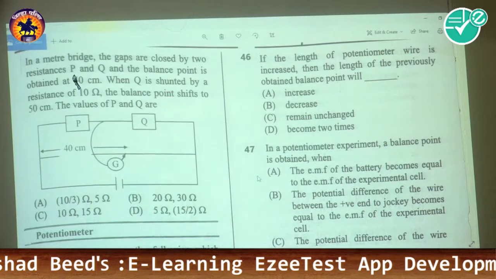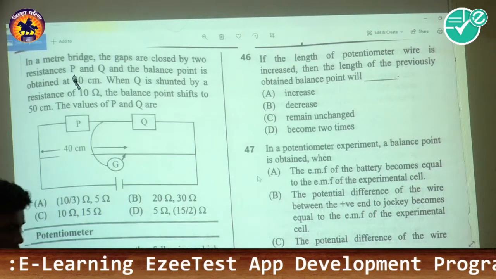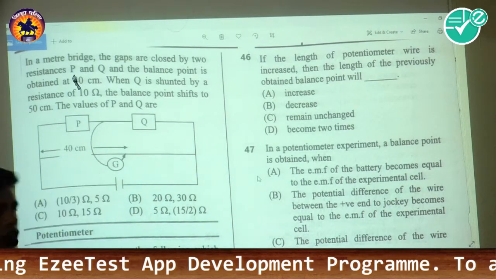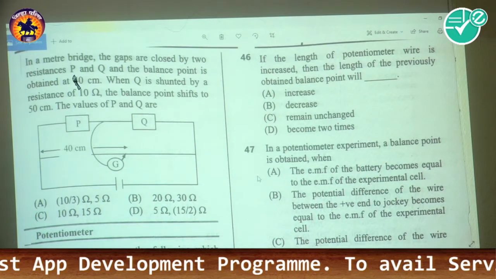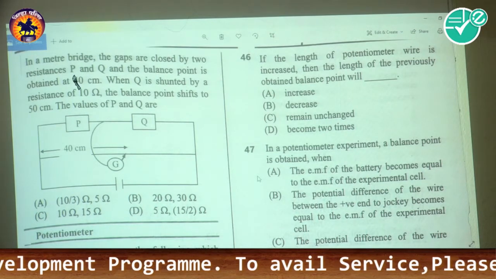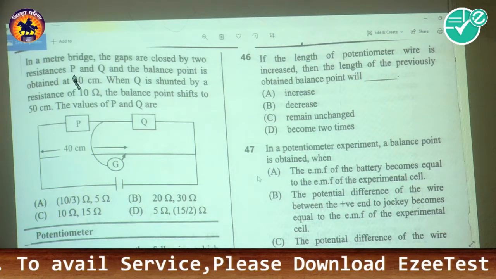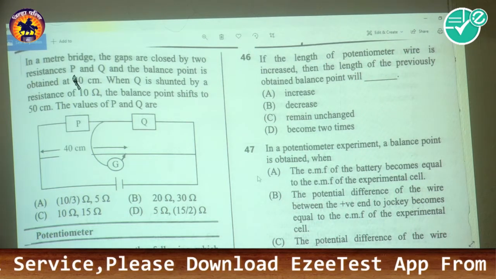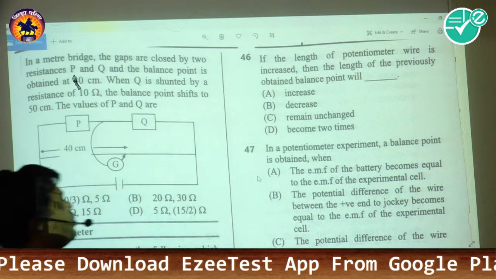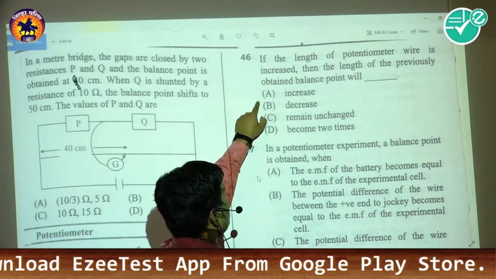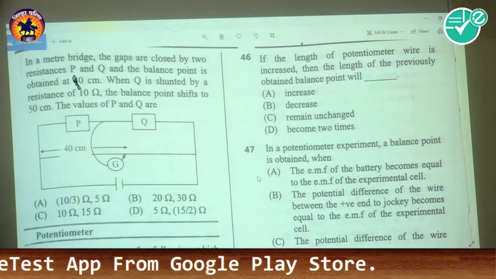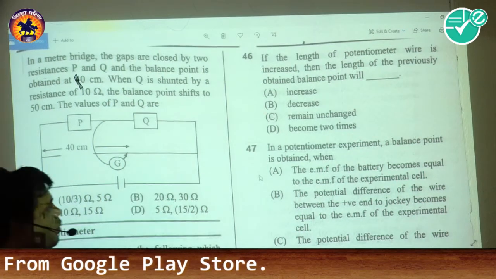Why? Because if you increase the length of a potentiometer wire, then the potential gradient will increase, and therefore the null point will also be obtained at a larger distance. So the answer for question number 46 is A. Okay. Now question number 47.